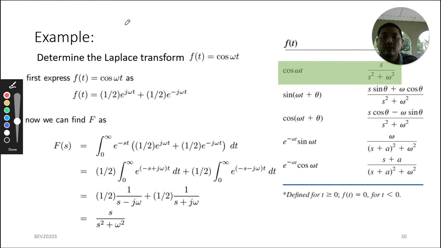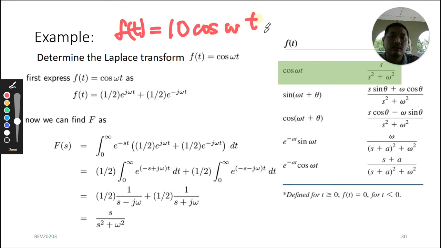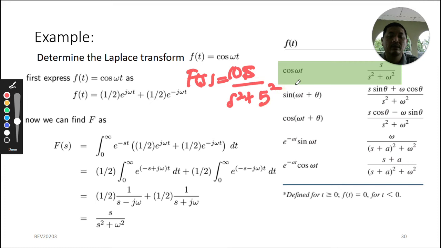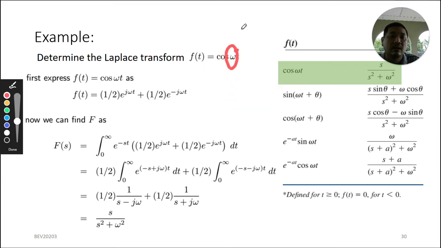So let's say the question asks you how to do the Laplace transformation of, let's say, cos omega t. It is simply s over s squared plus omega squared. Or let's say f(t) equals cos 5t. Now 5 is instead of omega, so the answer for F(s) is s over s squared plus 5 squared. So if omega is another value, let's say 5, then replace omega with 5.